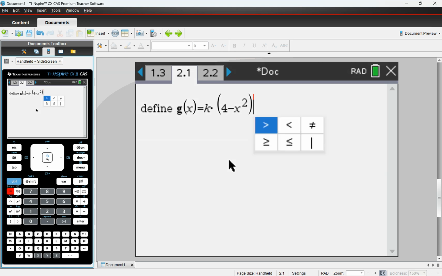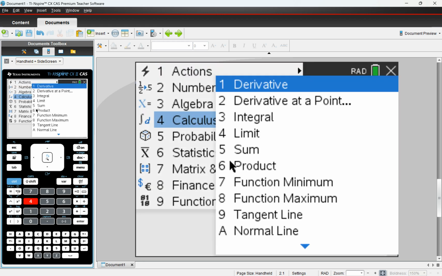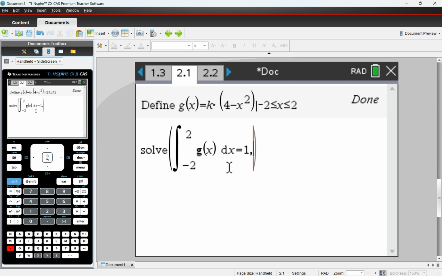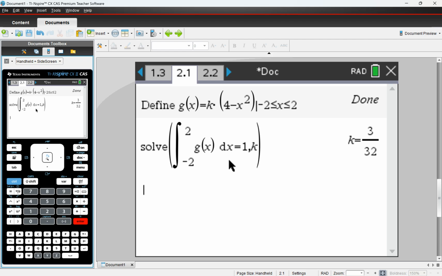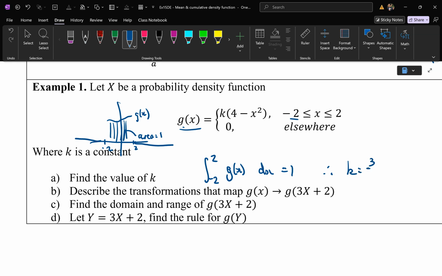Okay, so control, given. Computer's a bit laggy. Given it is between, I'm just going to put in the inequality signs. It's between negative 2 and x and 2. Is that right? Yep. And I'm going to try to solve for, menu 3, 1. Solve for the integration, the area under the curve between negative 2 and 2 of g of x dx, to equal 1. So I want the area to sum up to 1, find k, right? So k is 3 on 32. All right, cool. So we got k now, 3 on 32.